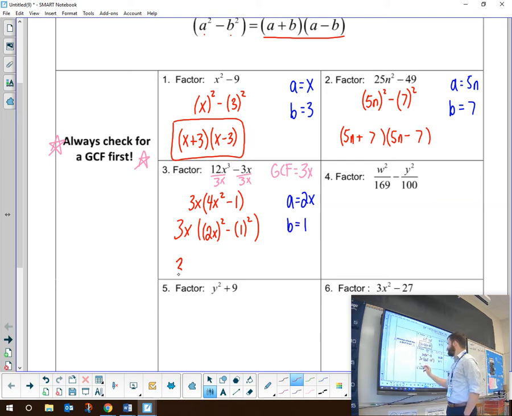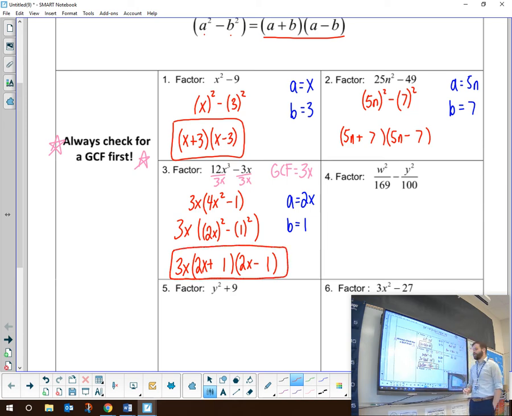So we leave the 3x out in front, and then we're going to build my parentheses, have a plus here, a minus here. My A is 2x, my B is 1. So it goes just like that. 3x times 2x plus 1 times 2x minus 1. And so there are my factors. So remember, always look for a GCF first.